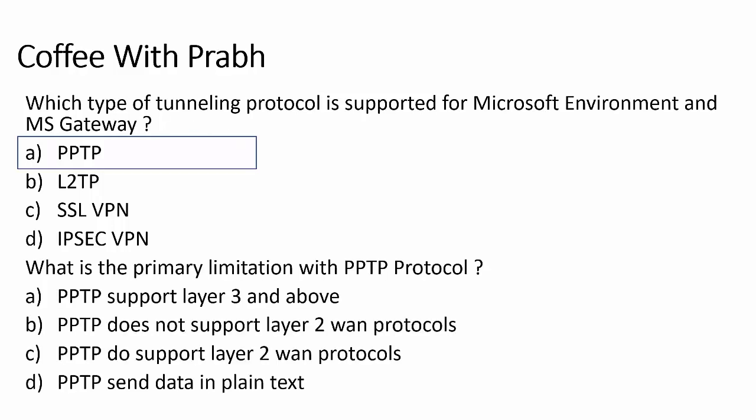What is the primary limitation with PPTP? PPTP supports layer 3, that is the advantage, that is not a limitation. PPTP doesn't support layer 2 WAN protocols, that is true. PPTP does support layer 2 WAN protocol, it is a wrong statement itself. PPTP sends the data in plain text, which is a wrong statement. So the only option which is very close is B. PPTP does not support layer 2 WAN protocol. That is why we introduced L2TP. PPTP supports from layer 3 onwards for the Microsoft understanding.